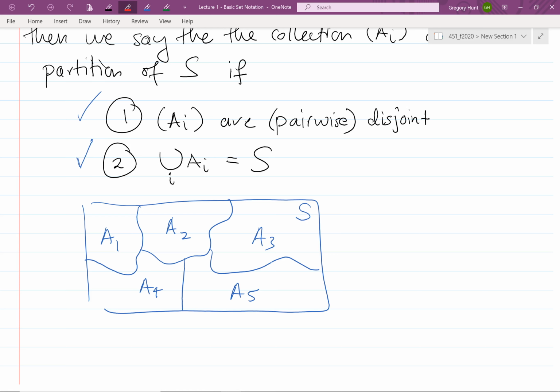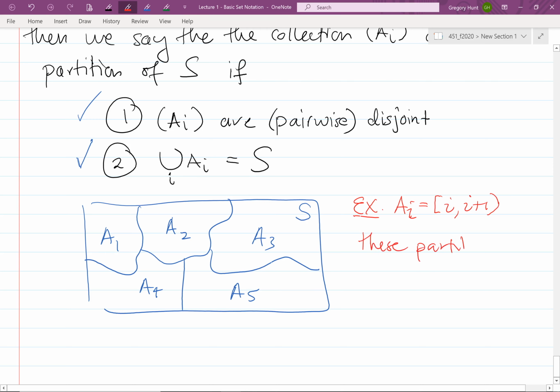So the example from above, if I take those previous A sub I's, which were the intervals from I to I plus 1, not including I plus 1, they're disjoint. You should convince yourself they're disjoint. We said that last time. Any collection of disjoint sets always partitions whatever their union is. So they certainly partition the numbers from 1 to infinity, the half-open intervals starting at 1, which we call S. So they partition that set.